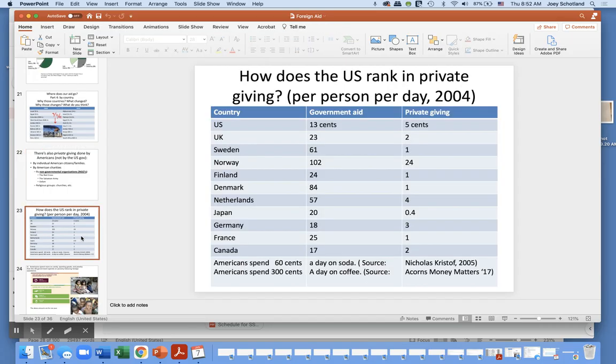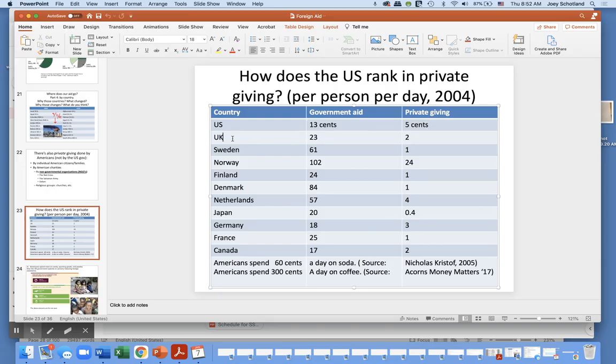Let's look at U.S. private giving. How does the U.S. rank in private giving? This is per person per day. The United States government gives about 13 cents per person per day to poor countries. Private American individual citizens give about 5 cents. How does that compare to other rich nations like the United Kingdom?